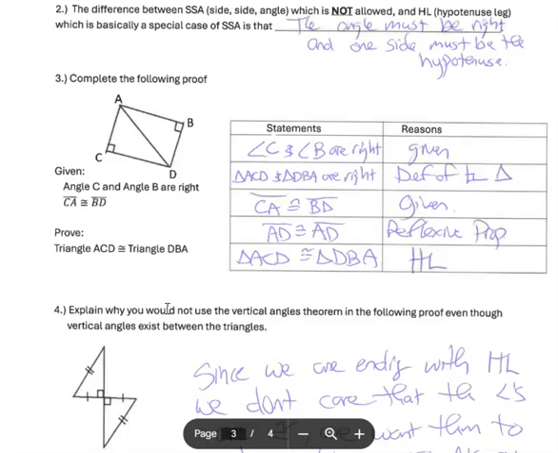This is why it's super important for you guys to first figure out how you're going to finish your proof before you start. Because if you start this without knowing it's going to be HL, you're probably going to say the angles are right, therefore they are congruent, because all right angles are congruent. But that is not used in HL. We don't care about the angles being congruent. We care about the triangles being right.